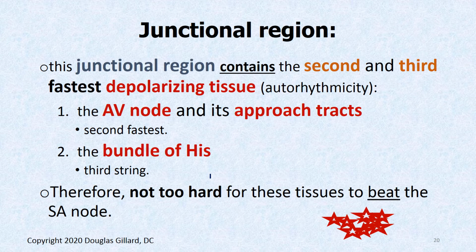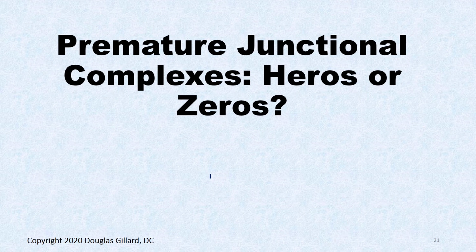Okay, and why is it so common for the junctional region to throw off these heart arrhythmias? Because it does contain the second and third fastest depolarizing tissues in the body. Remember, the SA node, of course, is the fastest depolarizing tissue, but the AV node and bundle of His are right behind. Therefore, especially if you go out drinking or do things that make your heart extra irritable, it's easy for PJCs to occur.